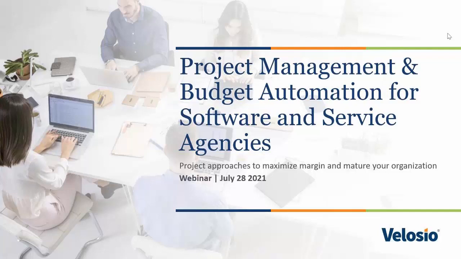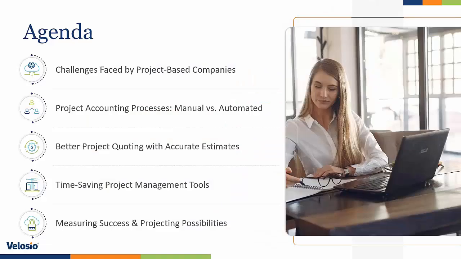This is for software and service agencies: project management, budget automation. All those things are huge and front of mind for these types of companies, and that's what we're made for. So the things that we're actually going to talk about in the next 45 minutes or so, and I'll apologize, we will go fast. I'll try to keep the slides to a minimum because the software is the important part, and we'll have Tasha do that, and we'll introduce her in just a moment.